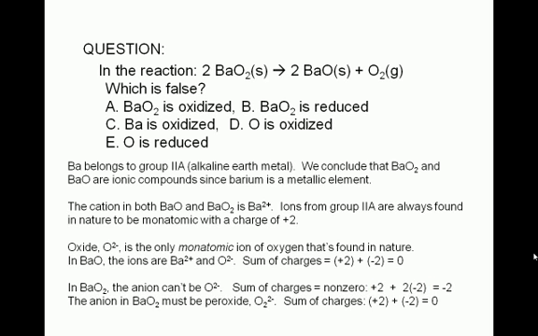We do know that oxygen atoms can form a diatomic ion called peroxide. The anion in BaO2 must be peroxide. The sum of the charges for one barium ion and one peroxide ion is equal to 0. In other words, BaO is barium oxide and BaO2 is barium peroxide.